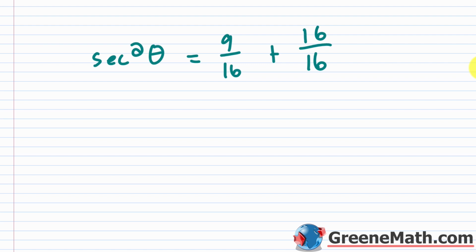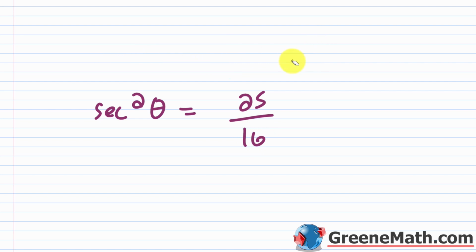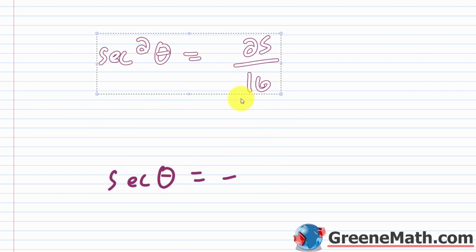Just remember, you're in quadrant 3. And in quadrant 3, your secant and also your cosine are going to be negative. So let's say that secant squared theta is equal to 9 plus 16, which is 25, over the common denominator of 16. And again, when we use our square root property, we'll say the secant of theta is equal to, I want the negative square root here because again, I'm in quadrant 3 and my secant is going to be negative.